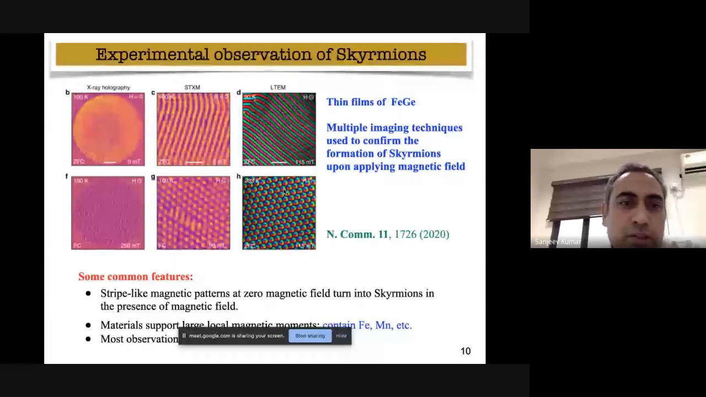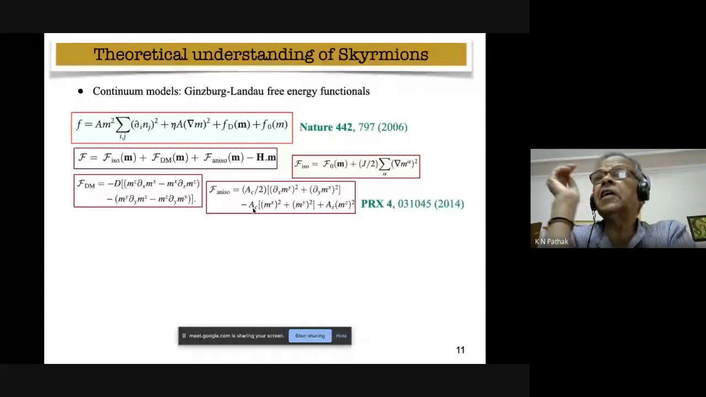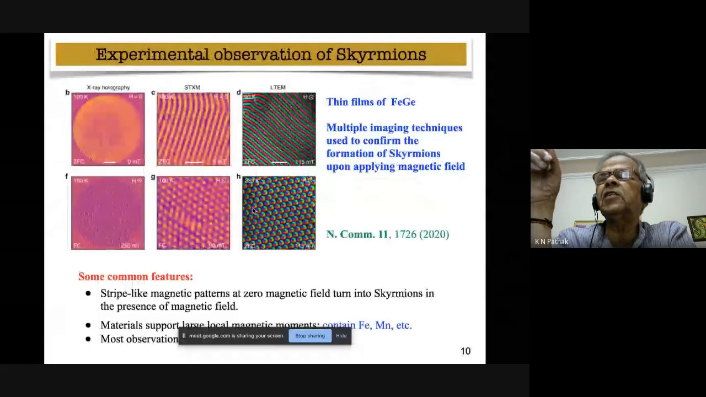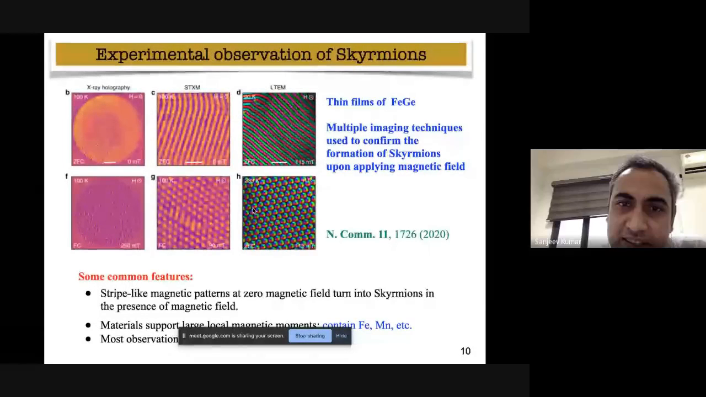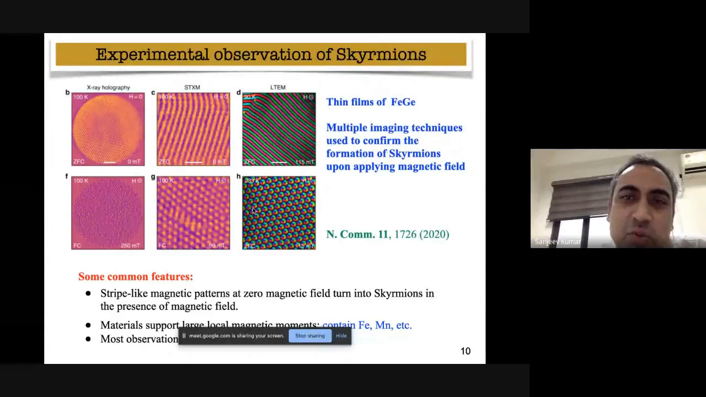So with this discussion of the experimental observation of skyrmions, now I would like to ask what the theoretical understanding of these textures is, how in theory we understand the formation of these textures. Can I ask a small query? What is the statistics of skyrmions? What statistics do they follow? Fermion or boson? Yeah, that's a very good question. It's actually not a very simple question to answer.